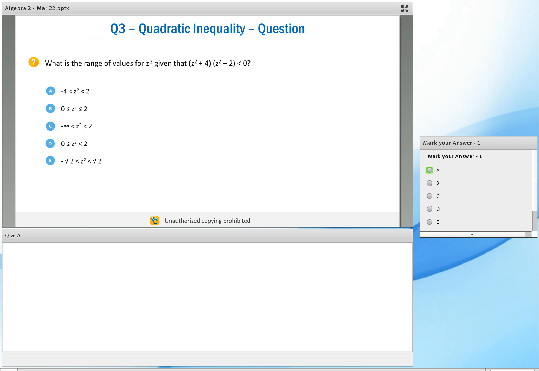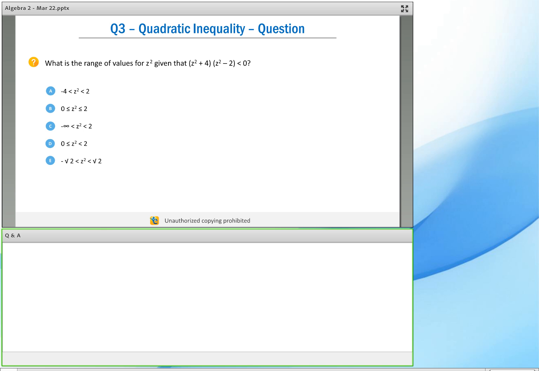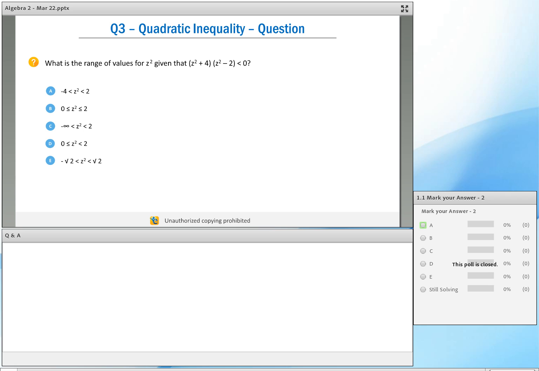All right, let's get those answers in. 3, 2, and 1. Let me end the poll. I'm going to broadcast the results, and what we have is what I call a split jury. Choice A was really popular, choice D is very popular. We're going to see which one's correct. But let's go towards the next question. We're going to do these two questions back to back.